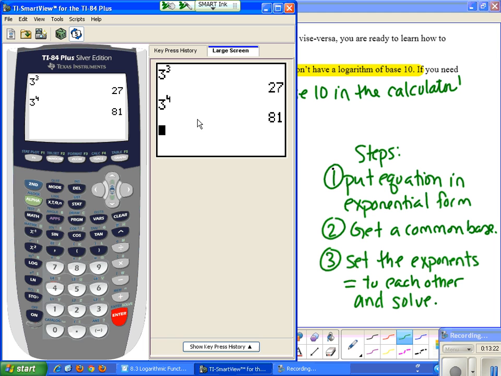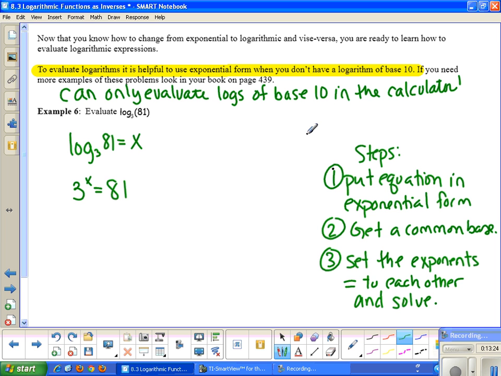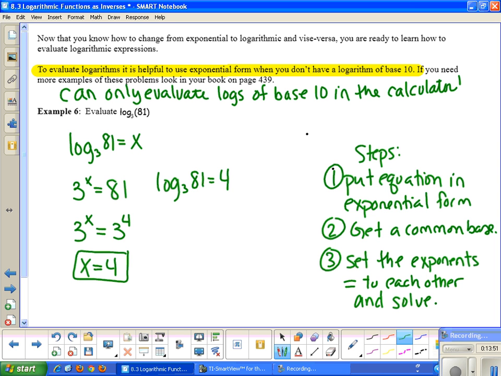3 to the fourth power is 81, so now I know I can get a common base of 3, since the base right here was 3. So if I do 3 to what power gives me 81, well, this would be the same thing as 3 to the fourth power. If I have something with the same base being equal, then I know, therefore, the exponents would have to be equal to each other. So now I can assume that x is equal to a value of 4. So I know that the log base 3 of 81 is equal to 4.